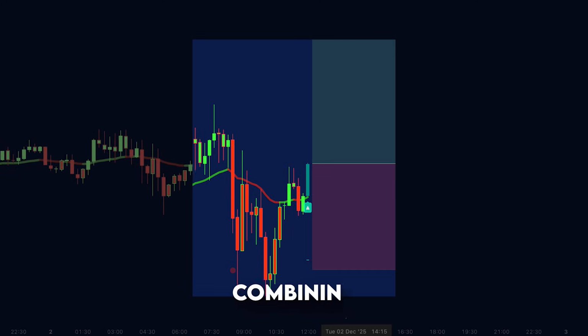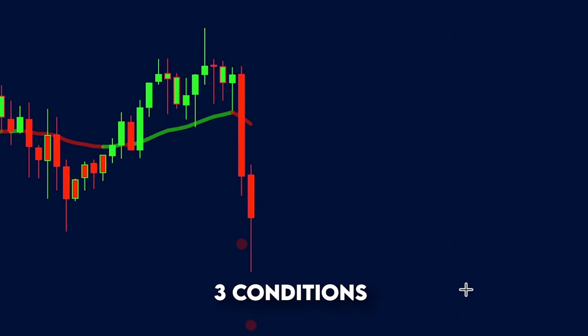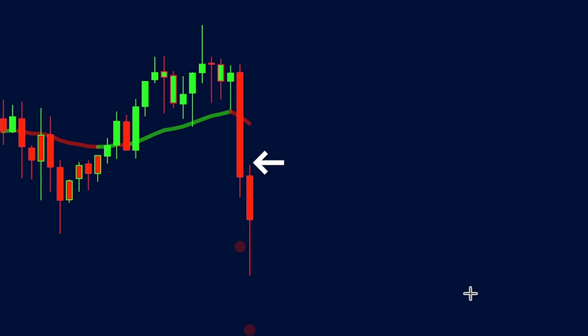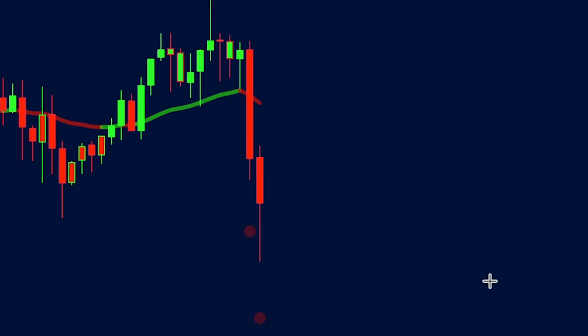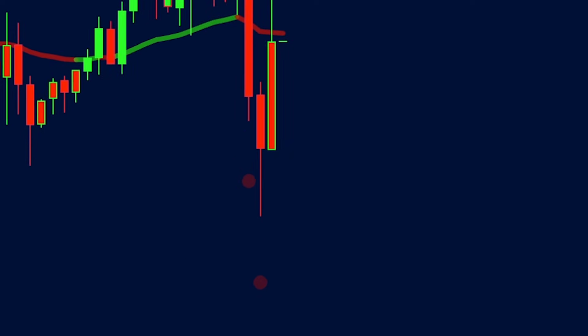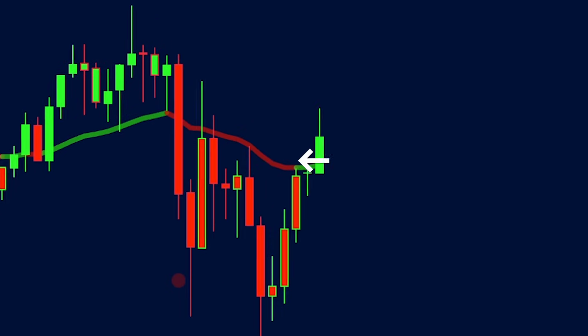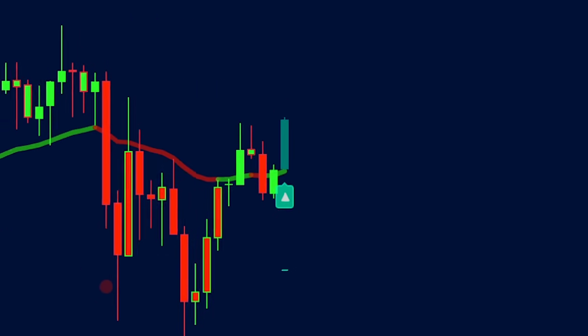The last piece is combining both for high probability entries. This is where the magic happens. For long entries, you want to see 3 conditions align. First, price must be trading near or below the Kalman VWAP, an indication you're buying at or below institutional fair value. Second, you need a liquidation circle below the bar showing long liquidations occurring. Third, wait for the supertrend to flip from red to green with an arrow, confirming the reversal is starting.